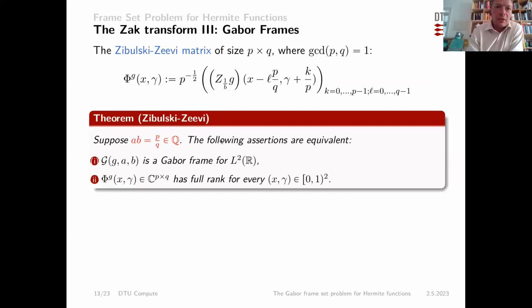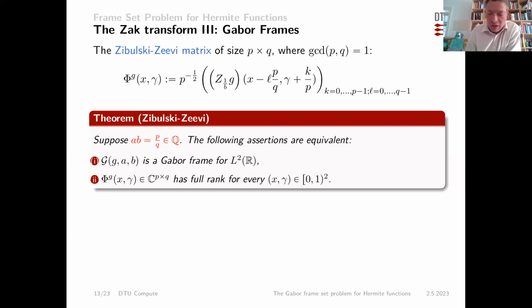So how is the sec transform important for us? Well, it characterizes the Gabor frame property for rationally oversampled Gabor systems. In that case, AB is equal to a fraction, P over Q, where P and Q are co-prime, and then the following assumptions are equivalent: that the Gabor system is a Gabor frame, and that this Zibulski-Zeevi matrix, a P times Q matrix that consists of sec transform evaluated at a certain number of points, has full rank for all x and gamma on the unit square.